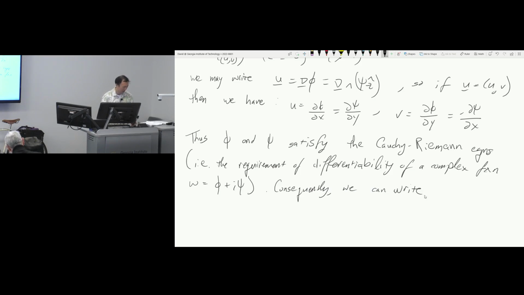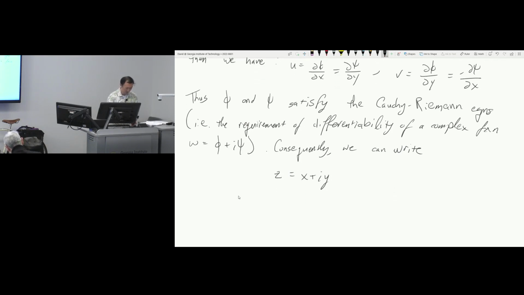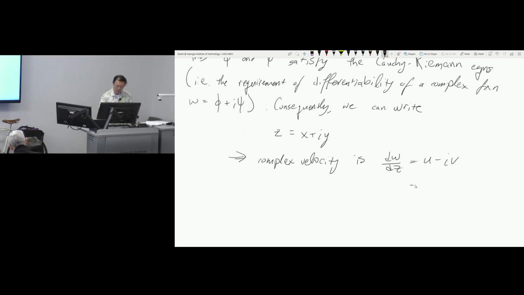So the Cauchy-Riemann equations tell us that if your variable z is x plus iy, then the complex velocity associated with that w function, dw/dz, is equal to u minus iv. In other words, this is equal to the velocity vector magnitude times e to the negative i alpha, where alpha is the flow direction.